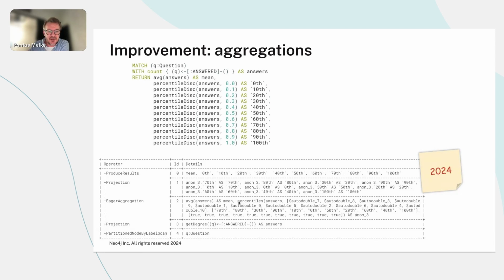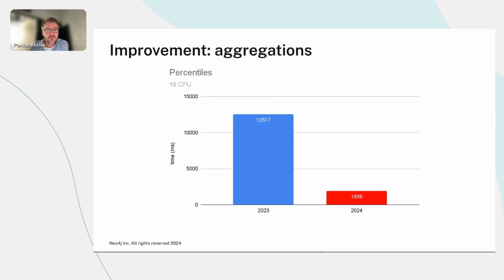The difference is not super obvious, but you can see that in the aggregation, we now have this percentiles. We rewrite this internally to a more efficient version of this function so that we can execute it faster. And looking at results, we see the same thing. It's a lot faster now than it used to be. So blue is last year, red is now.